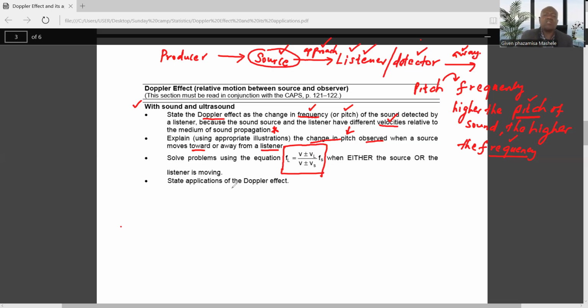Then again, you must be able to understand and state the applications of the Doppler effect, particularly number one in medicine, and secondly in law enforcement. So these are the things that you need to understand. Here we'll be talking about things like ultrasound, and you need to understand what we mean by ultrasound.